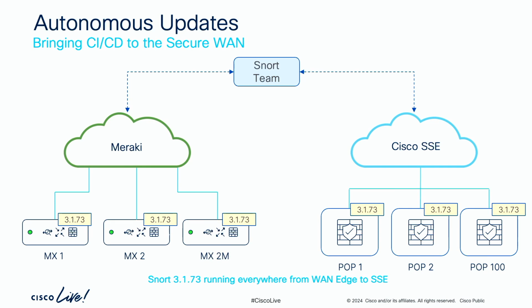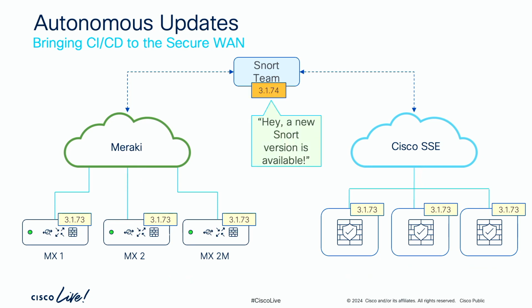Now, if we look here, you'll see that we are using Snort on Meraki. We're using Snort for IPS on most of our products. Now that means it's the same Snort that you get on Secure Firewall. It's the same Snort on SSE and the same Snort on Meraki. We work with the same Snort team, and if you look at this, we have the Meraki cloud and we have the SSE as an example. Just under those clouds, you'll see that we have some nodes. So we have 3 MXs just under the Meraki cloud, and we have 3 POPs under the Cisco SSE. And you'll notice that they're running versions of Snort 3.173.